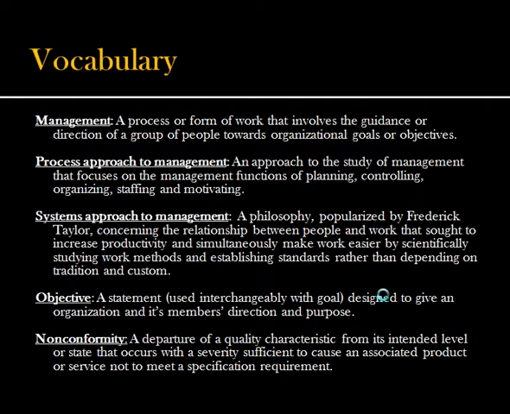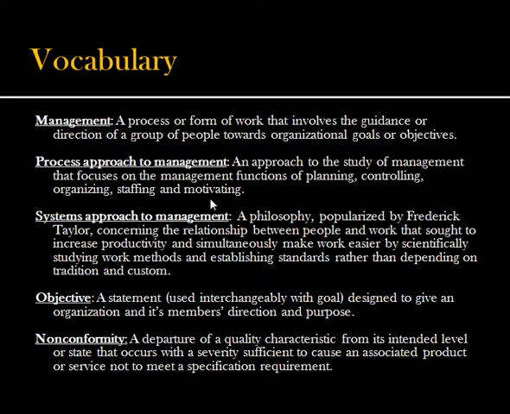A few vocabulary terms which are extremely important. One, management. That's really the form of work where you get work done through others. You're not actually performing the work, you're coaching other people to get the work done. Next, process approach to management. That's where we focus on planning, controlling, organizing, staffing, and motivating.